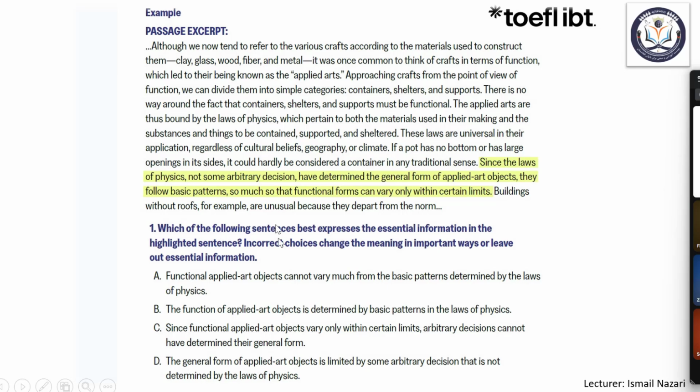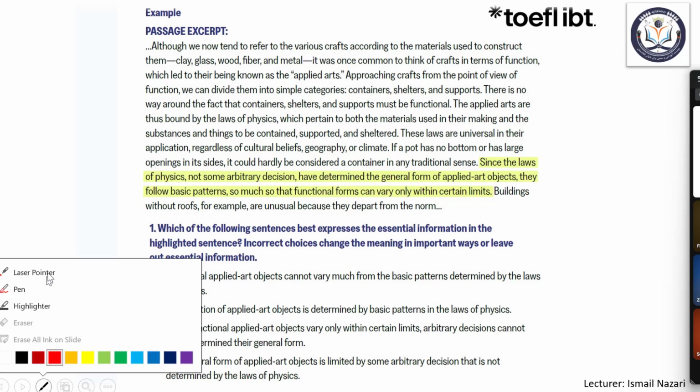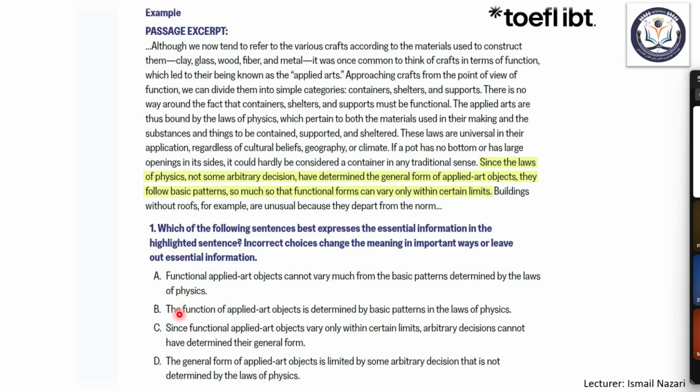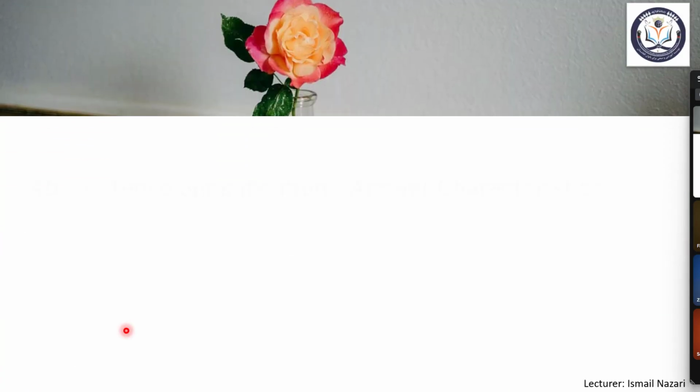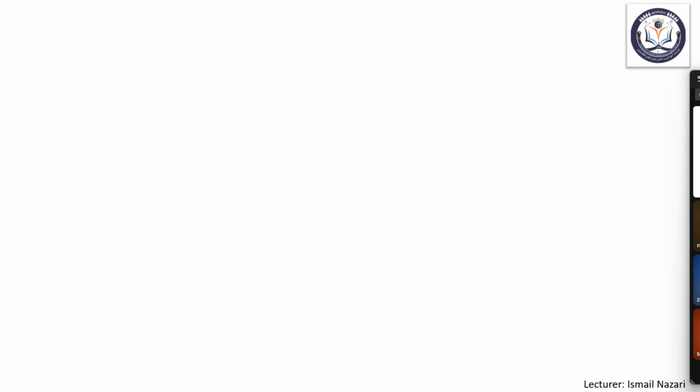Let's go back to that one as we have here. For example, in B, the function of applied art objects is determined by basic patterns and laws of physics. It leaves out important information, which is that it can vary only within certain limits. So it's leaving that out. And for example, D expresses information which is completely not accurate. It's incorrect. So these are the essential parts.